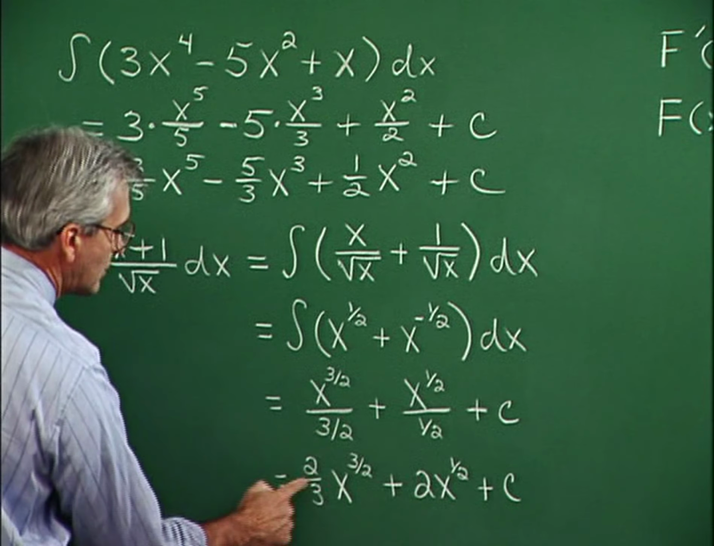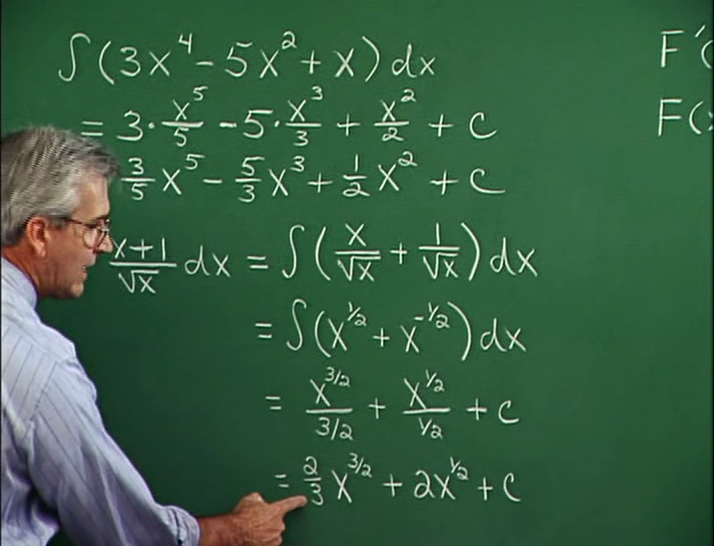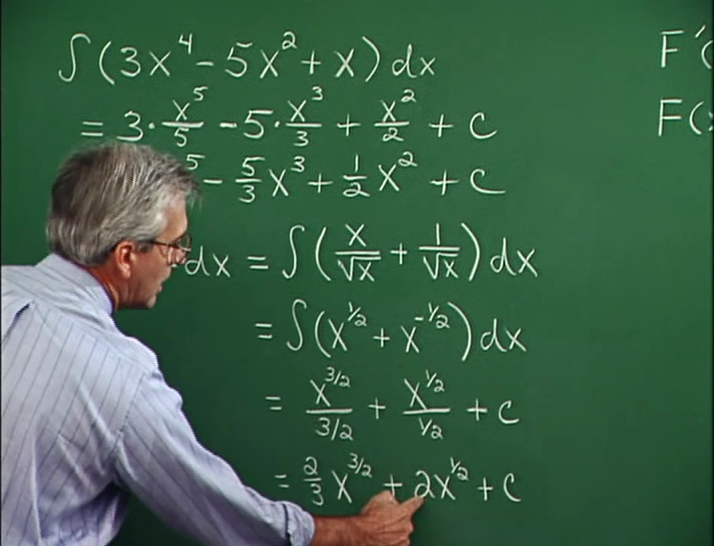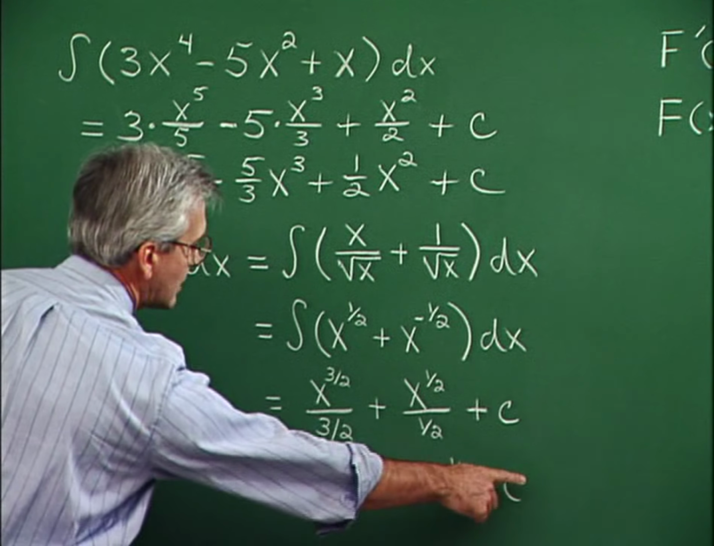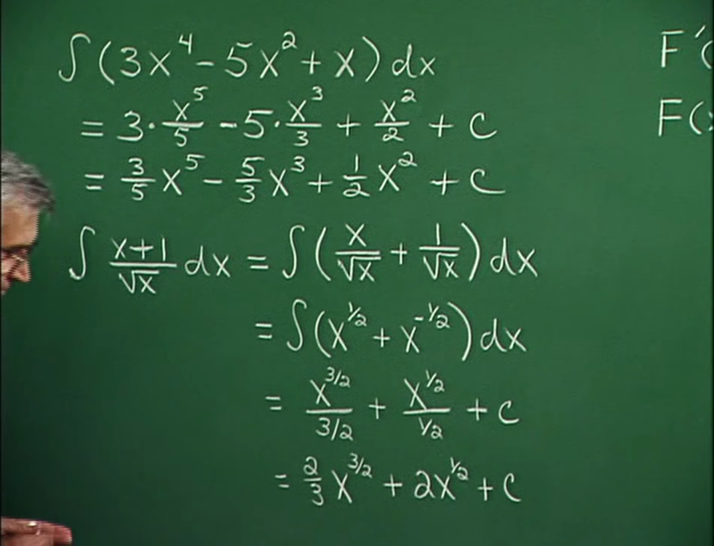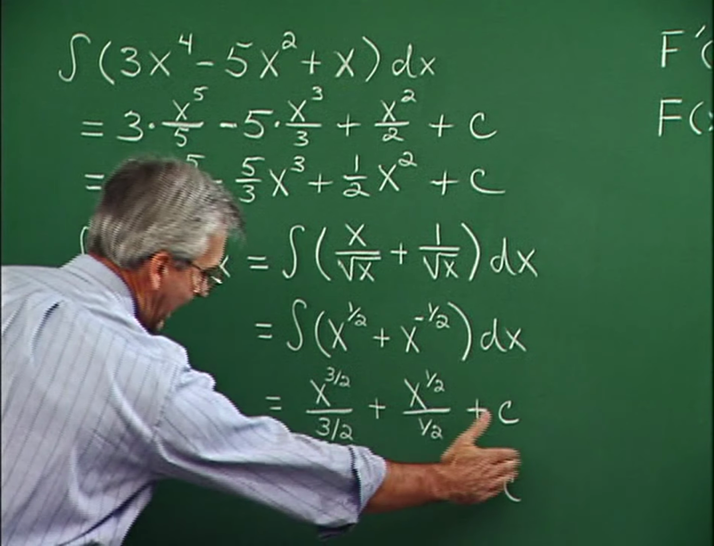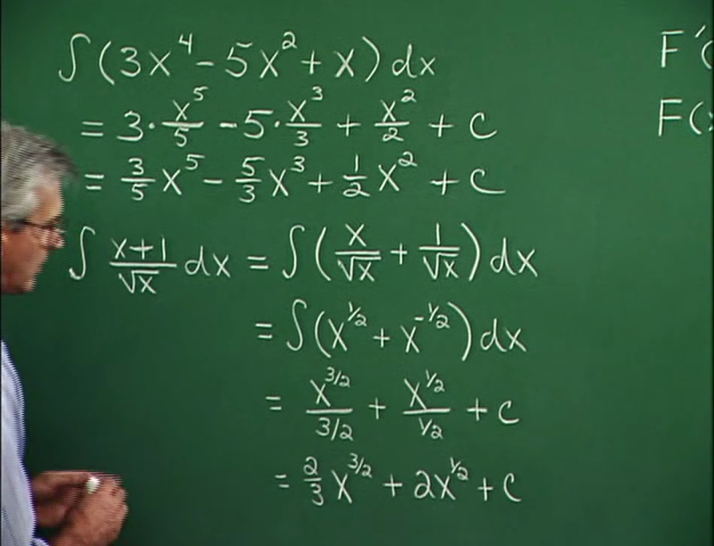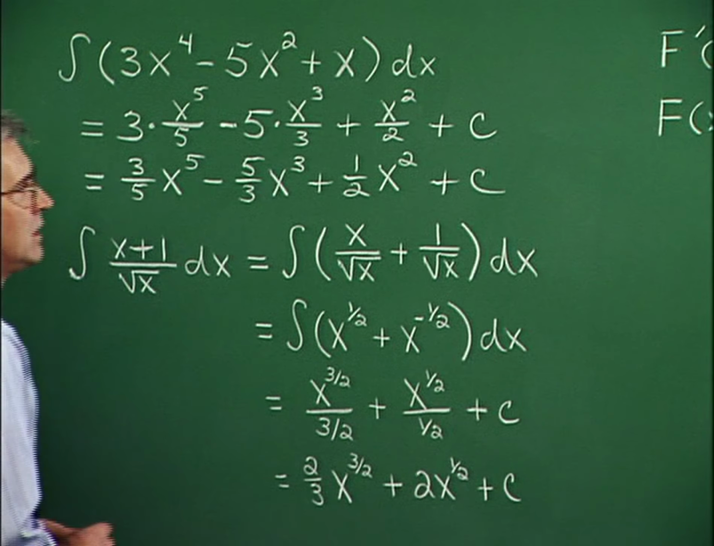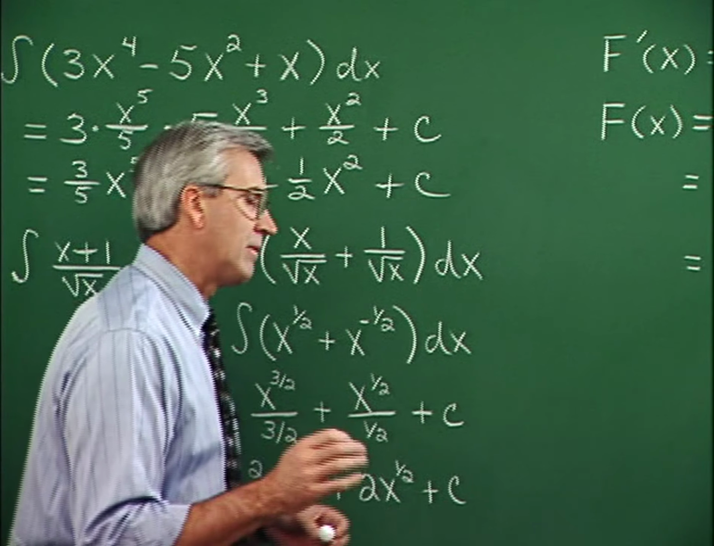This 3/2 becomes 2/3 as a coefficient, x to the 3/2, and then this becomes 2x to the 1/2 plus c. We could pop in our radicals here. We could use the radical form for these fractional exponents if we want to, but for our purposes this is just fine.